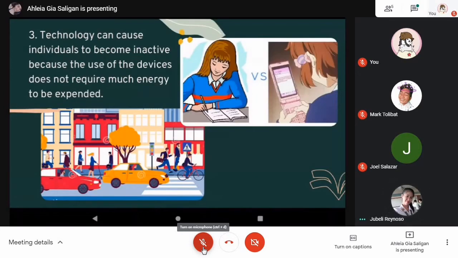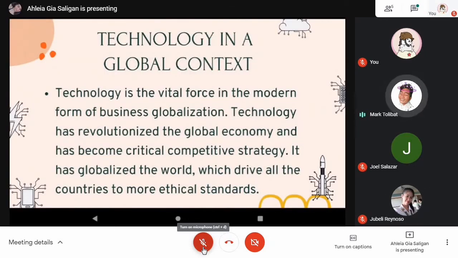Number three, technology can cause individuals to become inactive because the use of devices does not require much energy to be expended. Now let's proceed to technology in a global context. Technology is the vital force in the modern form of business globalization. Technology has revolutionized the global economy and has become a critical competitive strategy. It has globalized the world, which drives all countries to more ethical standards. So, this means to say technology takes a big role in business globalization.